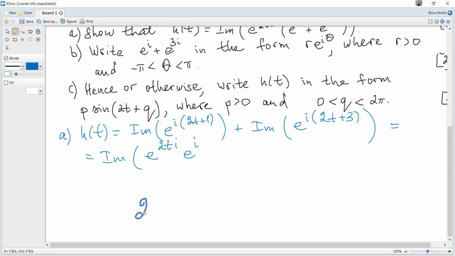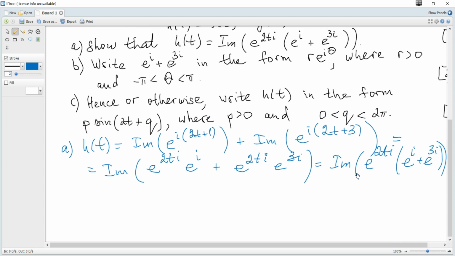It's like 2 to the power of 3 plus 5, it's 2 to the power 3 multiplied by 2 to the power of 5. Plus e to the power of 2ti multiplied by e to the power of 3i, and it becomes the imaginary part of e to the power of 2ti multiplied by e to the power of i plus e to the power of 3i, as required.